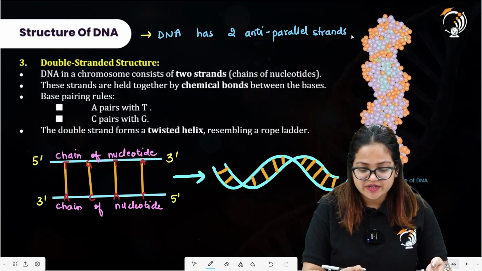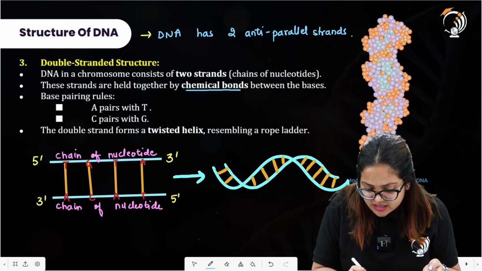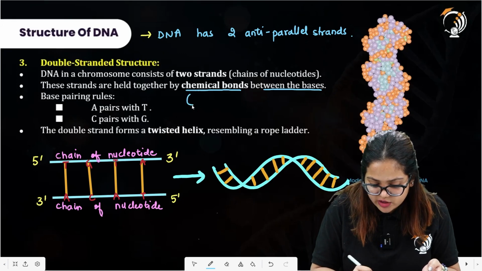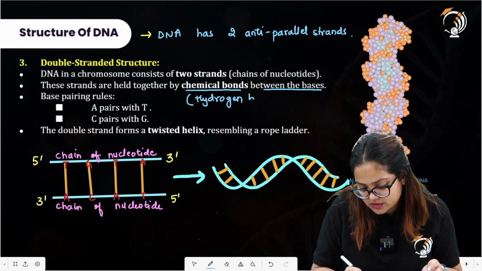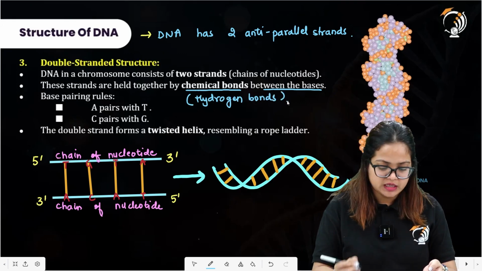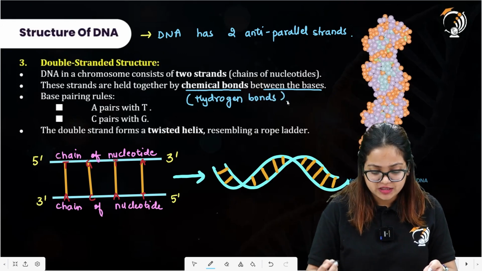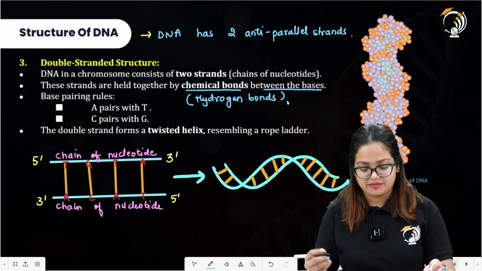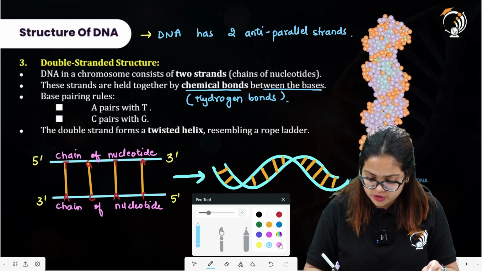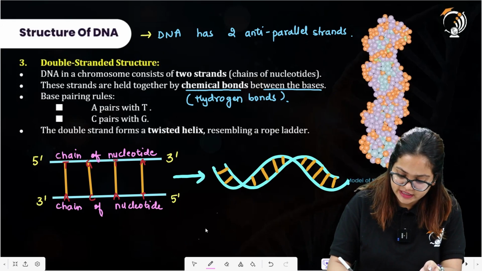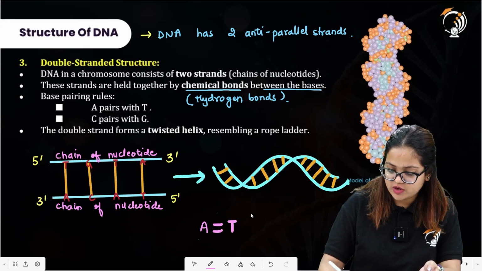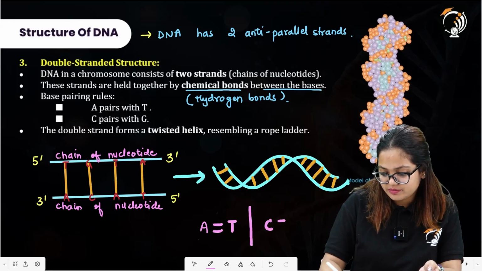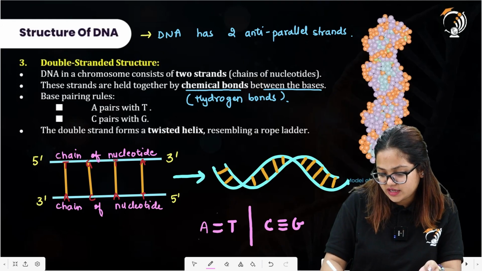These strands are held together by chemical bonds between the bases. And what are these chemical bonds? These bonds are of hydrogen. So these are hydrogen bonds. All right. Base pairing has a rule. So adenine will pair up with thymine with two hydrogen bonds only. Adenine binds with thymine with two hydrogen bonds, whereas cytosine binds with guanine with three hydrogen bonds.